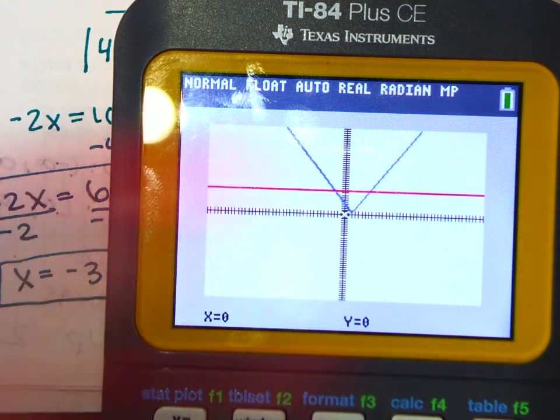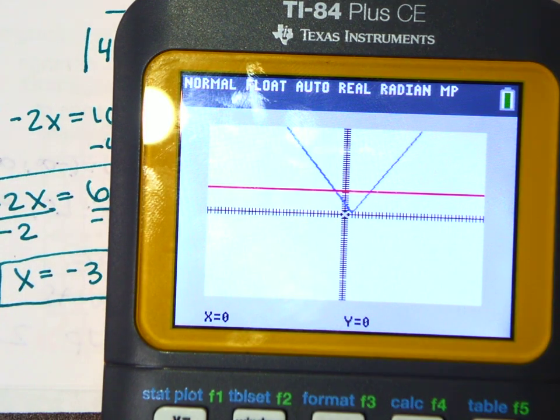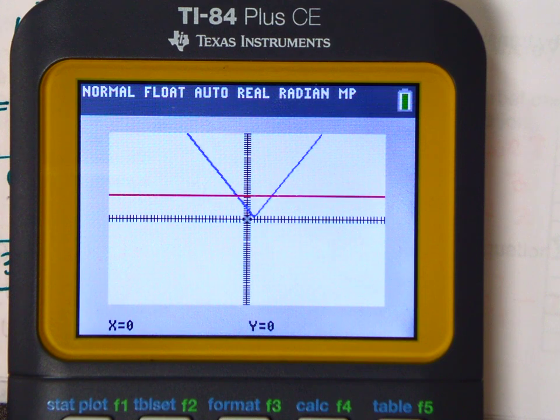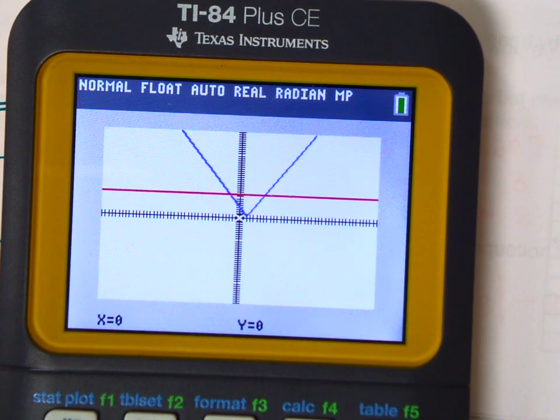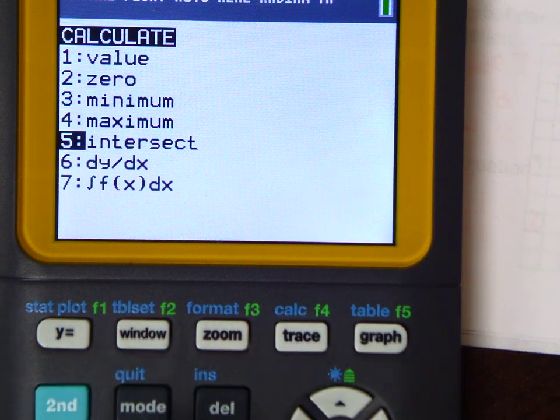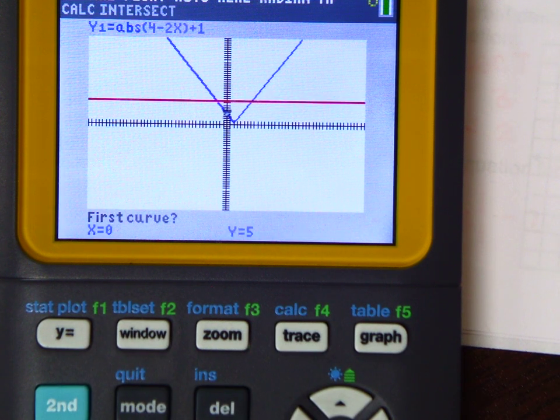All right, and then you can see both your lines. So once you can see both your lines, okay, we are going to go second, trace, intersect. You got to move your spider to one of your intersects and then enter 3 times.